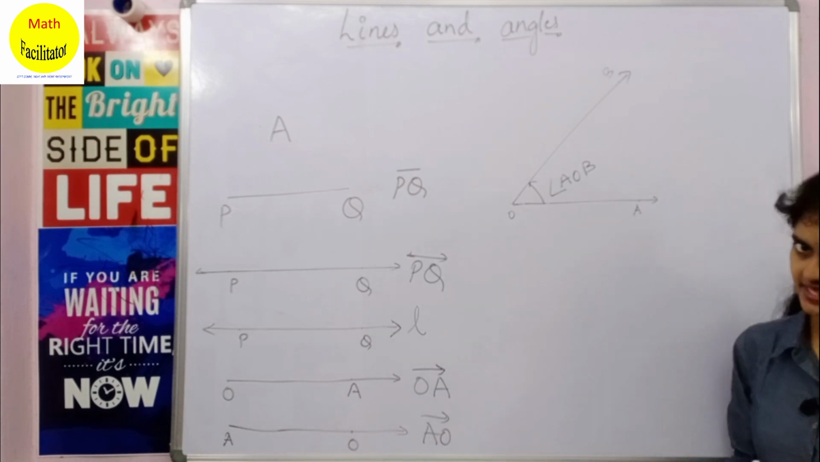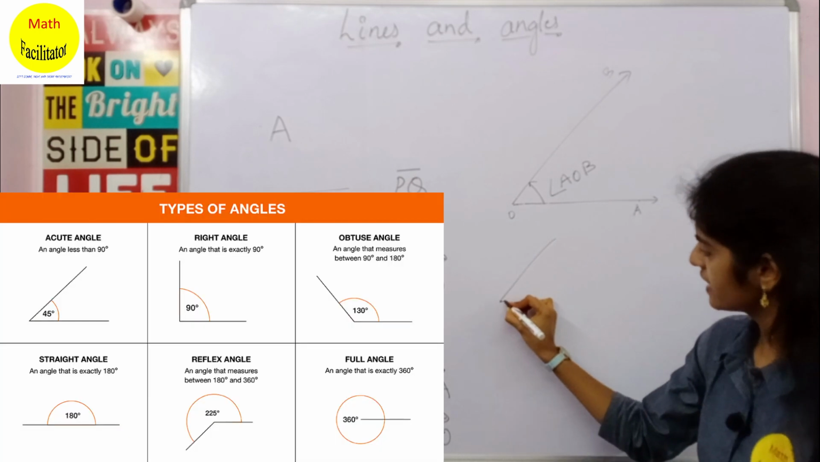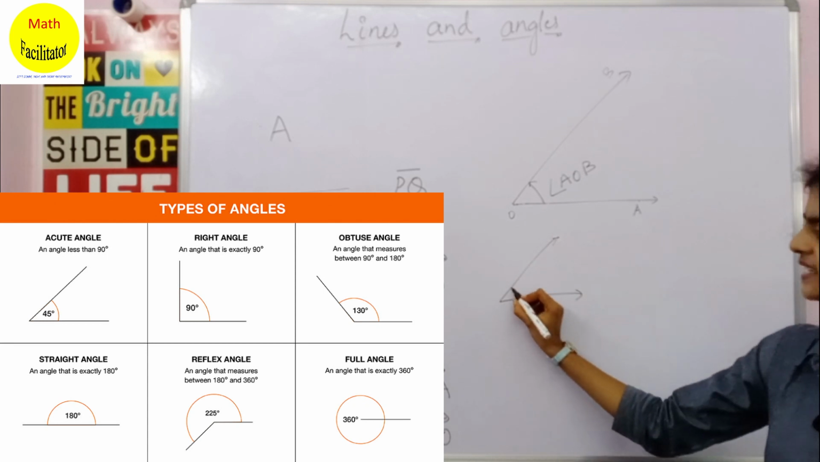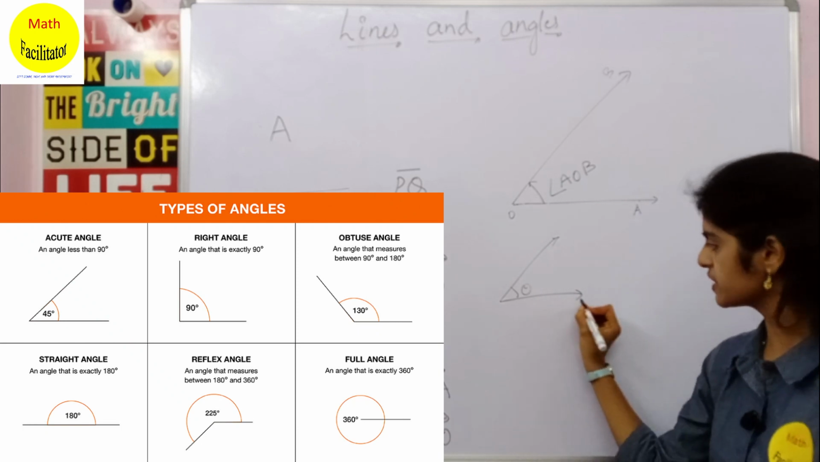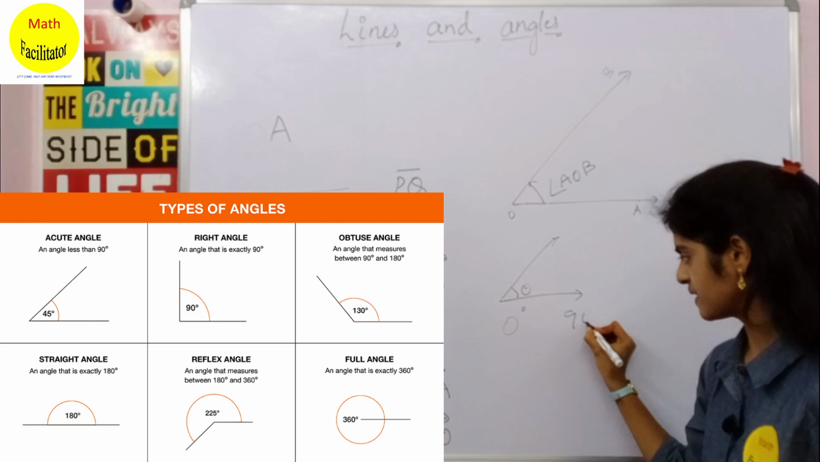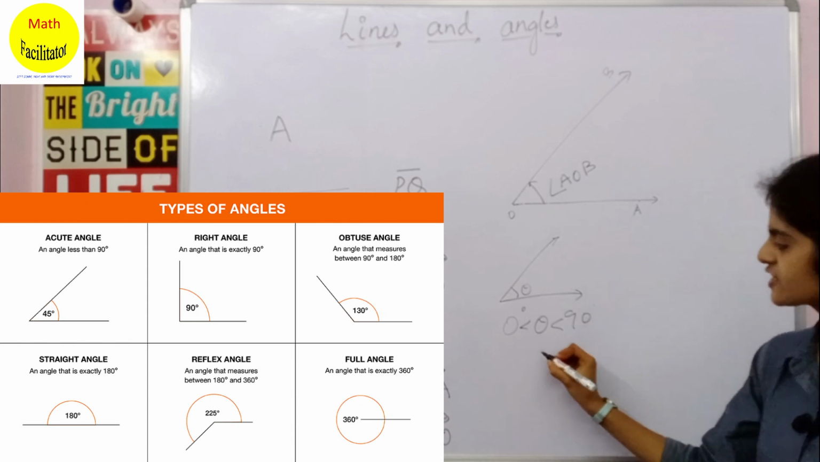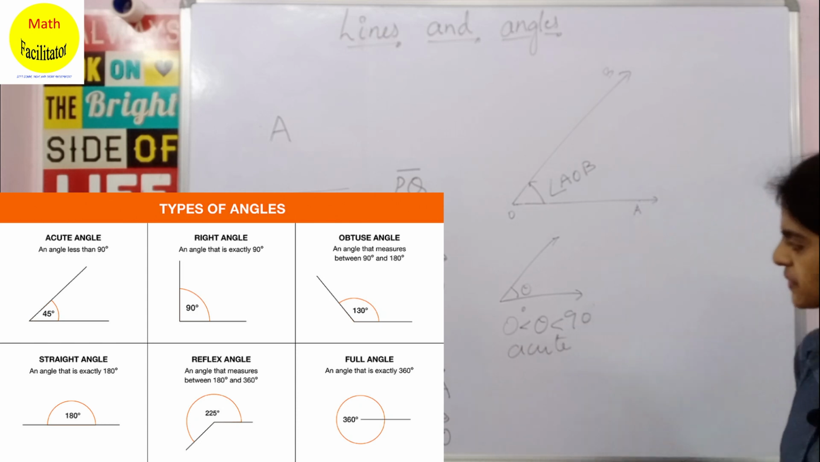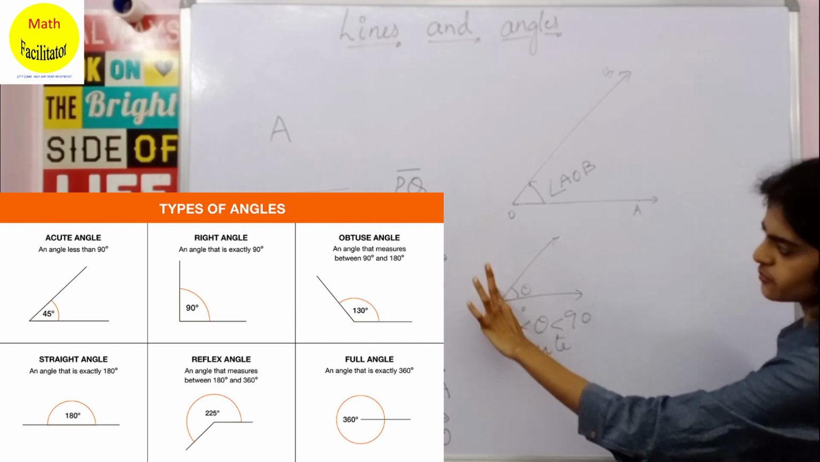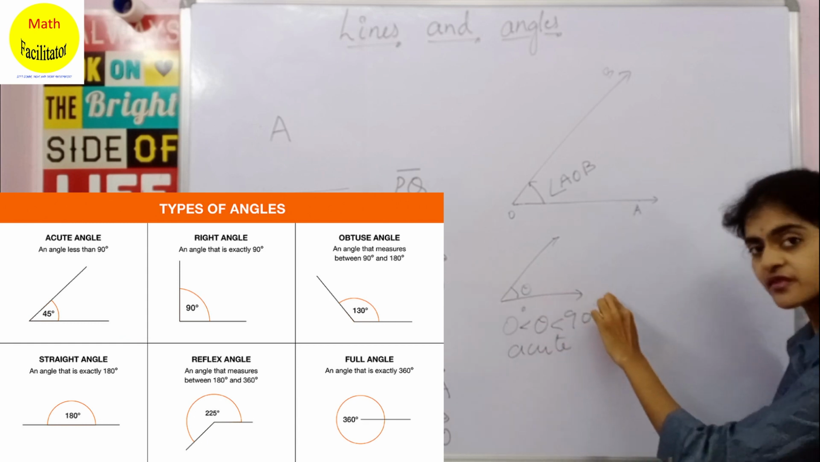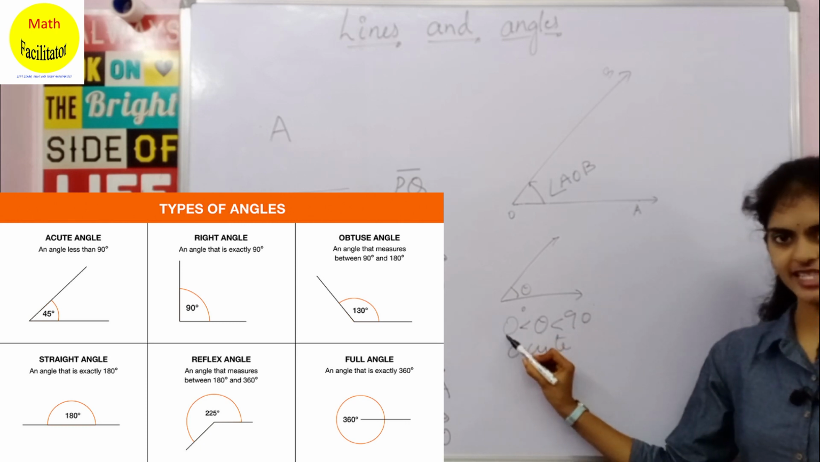And we have learnt about different types of angles. What are they? We have learnt about the acute angle. Now suppose this is an acute angle, and this is angle theta. Theta is between 0 and 90. So if theta is between 0 and 90, you call this an acute angle. Why? Here you can see this is 0 degrees, and 90 is this one. So this angle is between 0 and 90. Clear? So the condition is the angle should be between 0 and 90.